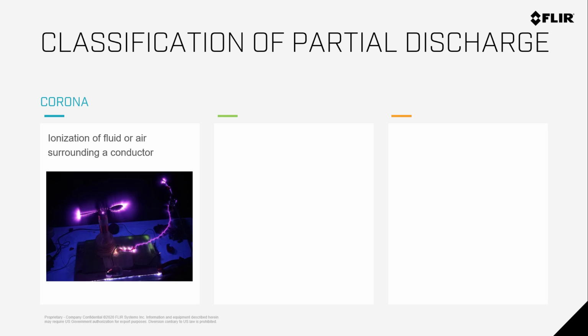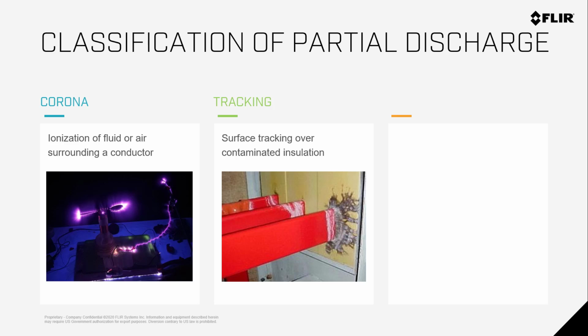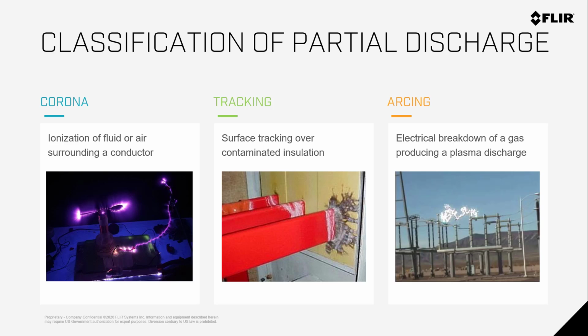The first one is corona, which is an ionization of fluid or air surrounding a conductor. We'll also talk about tracking, or surface tracking over contaminated insulation. And of course, arcing, right? Electrical breakdown of gas producing a plasma discharge. So these are the three common classifications of partial discharge applications that are achievable using our Si124.